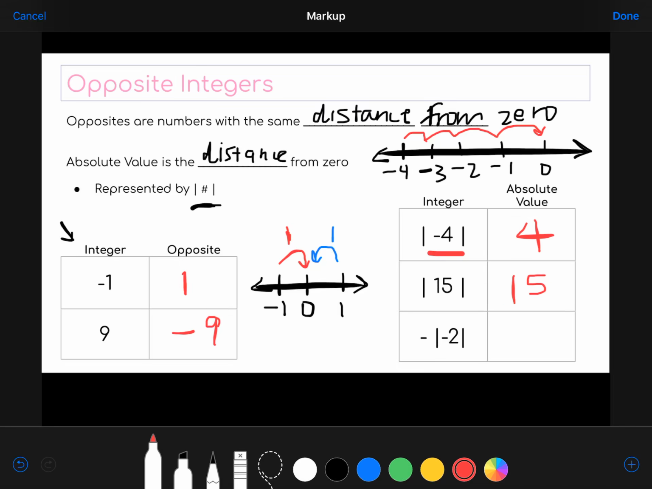Then we have the negative absolute value of -2. So first I'm going to start with the absolute value of -2. The absolute value of -2 is 2. And then we have this negative here outside of the brackets. So I'm going to add that to my answer. So that would make it -2.